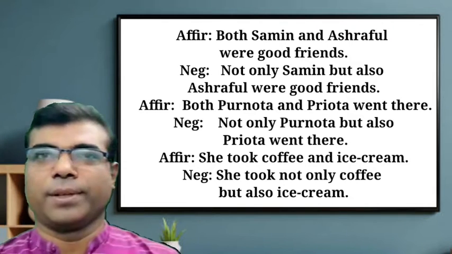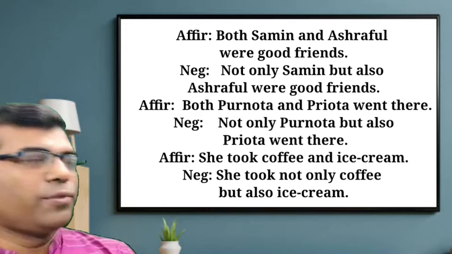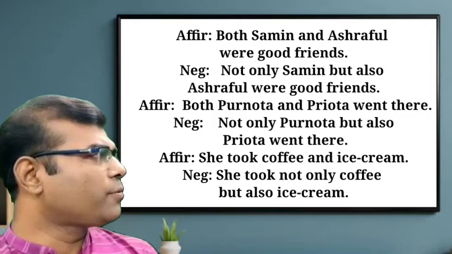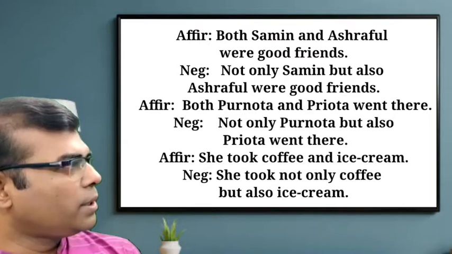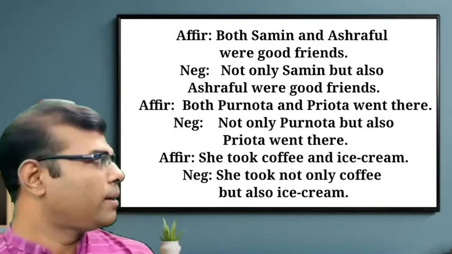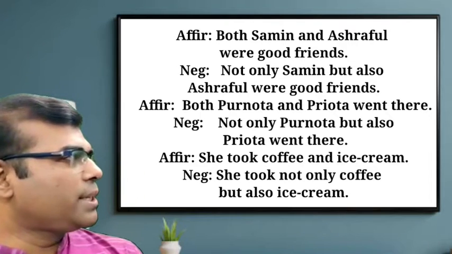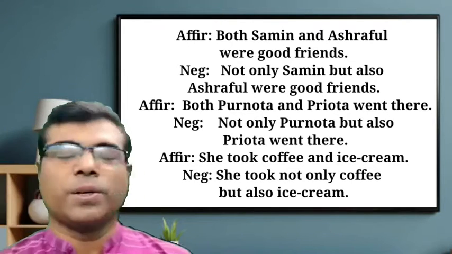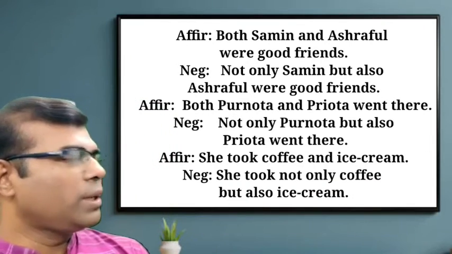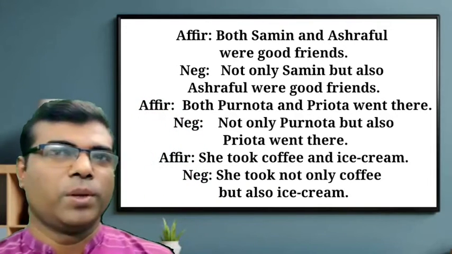So now I am giving you some examples. Both Samin and Ashraful were good friends. Here we have to use not only instead of both and but also instead of and. Then the negative sentence will be: not only Samin but also Ashraful were good friends.